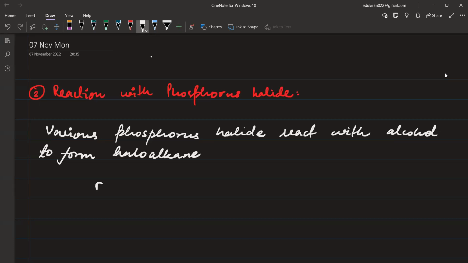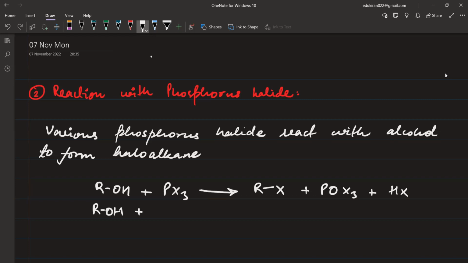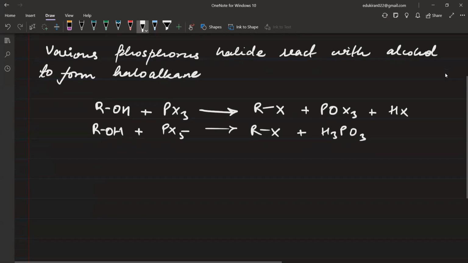So you can remember the reactions like this: ROH, any alcohol, when it reacts with PX3, that means trihalide, is going to give you haloalkane plus POX3 and HX. And when you have alcohol reacting with PX5, it is going to give you RX plus H3PO3.